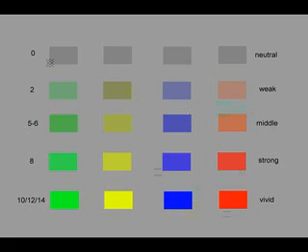So we can use this scale of 0 to 12 or 14 as a way of measuring the saturation of a particular color or the saturation of a pigment.